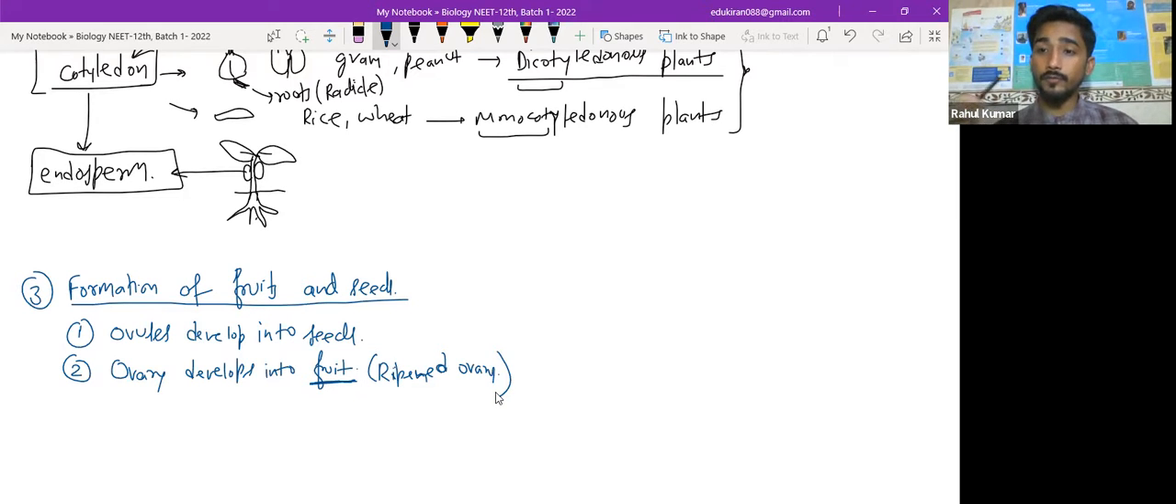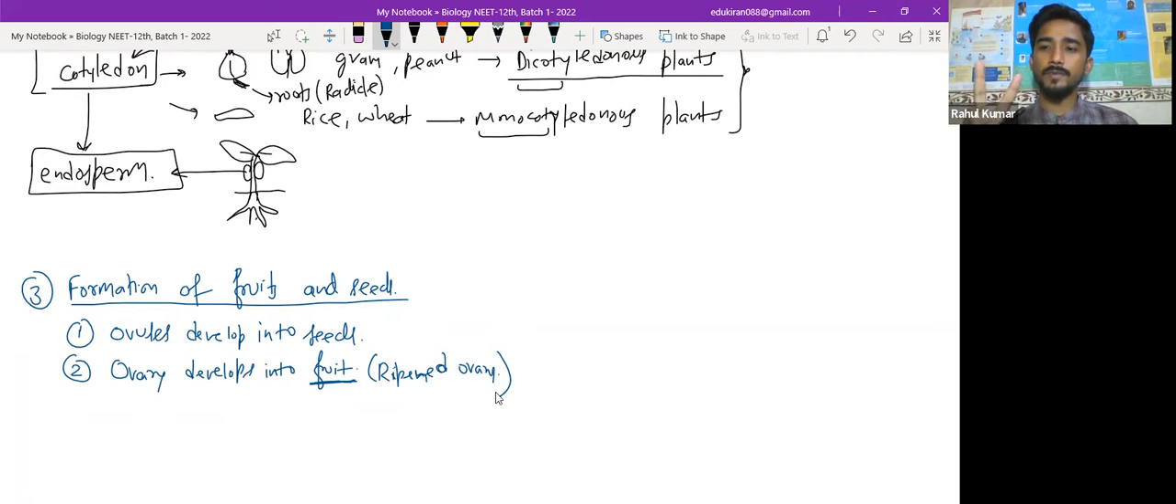It is the stored food. The stored food which the plant synthesizes and stores in the form of fruit when it is ripening, and inside that fruit are the seeds of the plant, right?